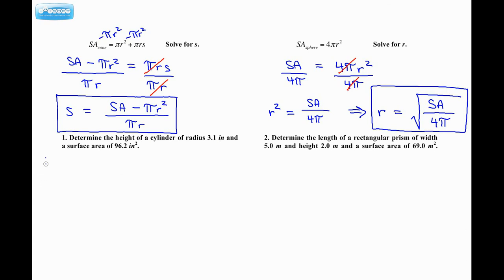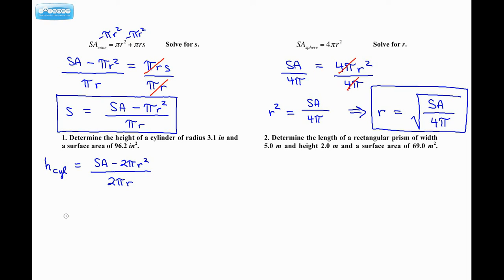So the height of a cylinder is the surface area minus 2 pi r squared, all divided by 2 pi r. Now before we use this formula, we just have to make sure that there's nothing special about this cylinder, that it's not hollow, or that we're supposed to ignore the top or just the bottom, but it doesn't say anything to that effect. This is just a typical solid cylinder, so we can use this formula.